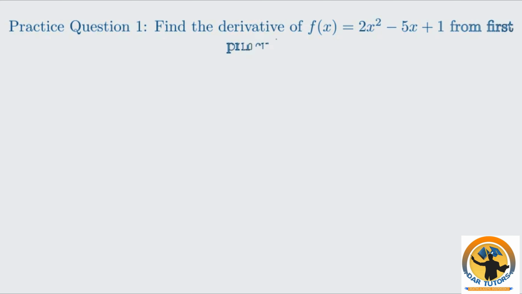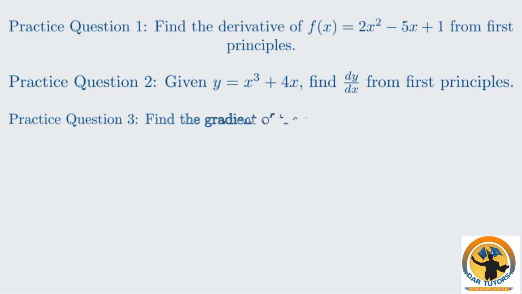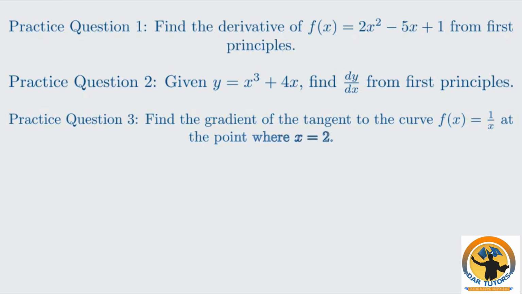Question 1. Find the derivative of f of x equals 2x squared minus 5x plus 1 from first principles. Question 2. Given y equals x cubed plus 4x, find dy over dx from first principles. Question 3. Find the gradient of the tangent to the curve f of x equals 1 over x at the point where x equals 2.